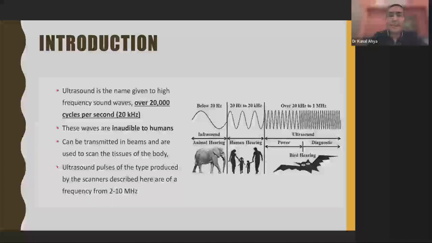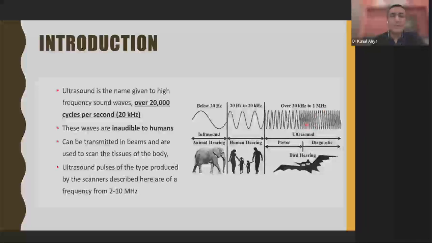So I think this has been discussed previously also, but just to brush up, ultrasound is the name given to the frequency of sound waves which are over 20,000 cycles per second, that is 20 kilohertz. This is the normal human hearing, which is between 20 hertz to 20,000 hertz, and any frequency of sound above 20,000 hertz is called ultrasound. But usually in ultrasound we use a frequency of more than 1 or 2 megahertz.